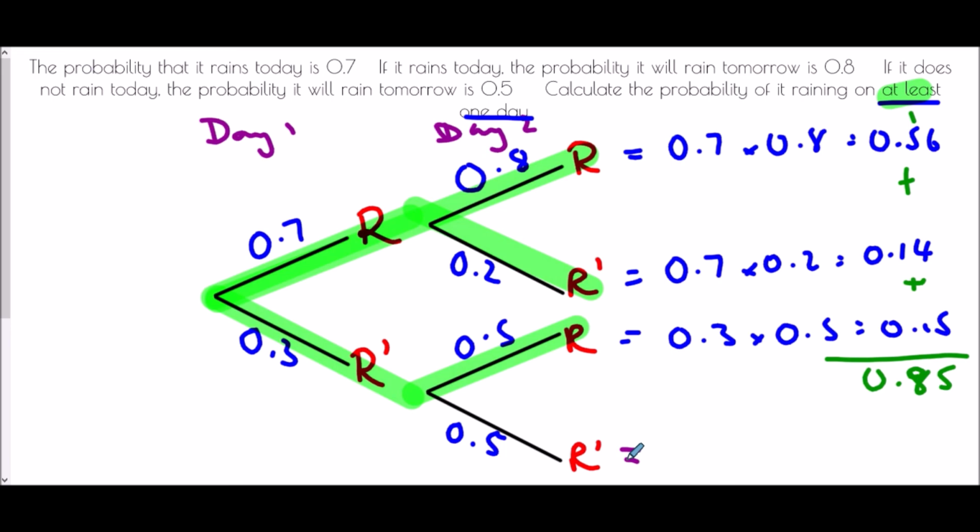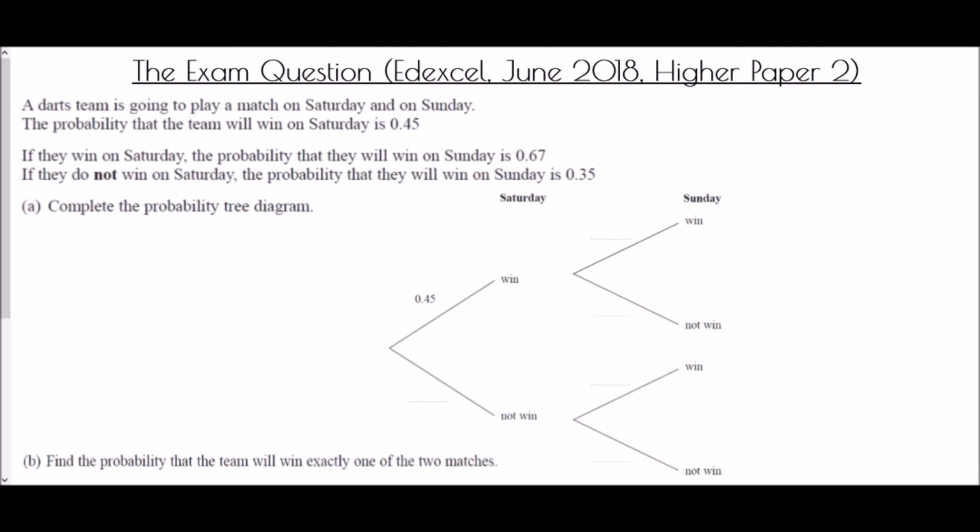Now, just to check that, we could actually see what was the probability of it not raining on at least one day. That would be the last probability, 0.3 times 0.5. Well, that is 0.15. Do those two probabilities add up to 1? Yes, they do. So one other way that we could do it is look for the probability that doesn't work and subtract it from 1. And so we end with the exam question.